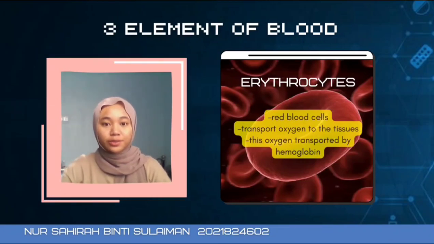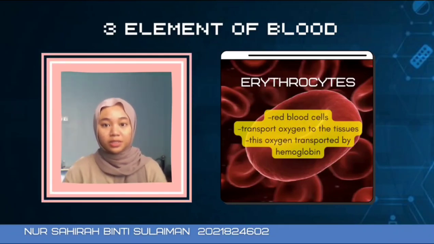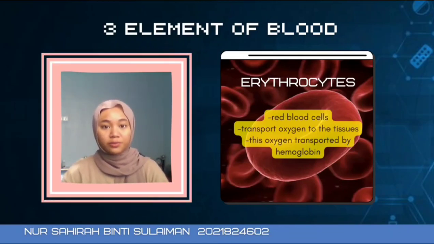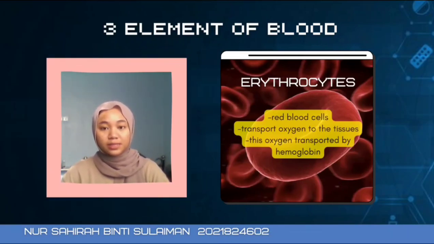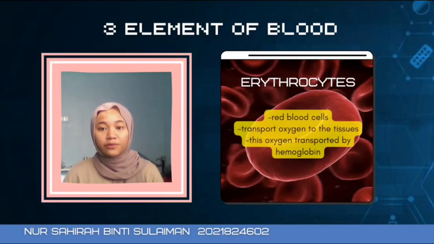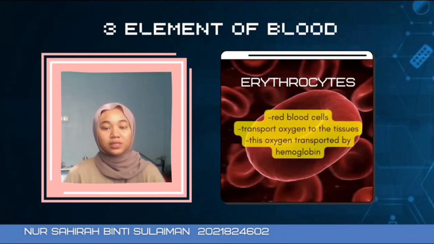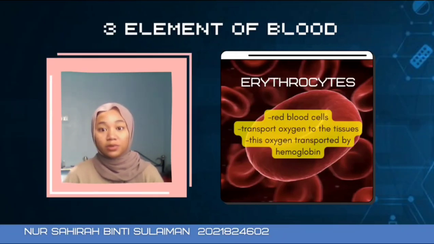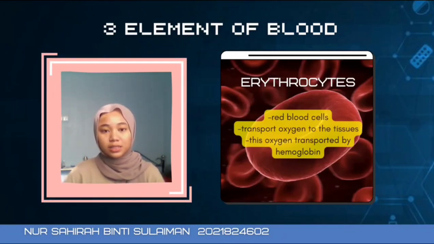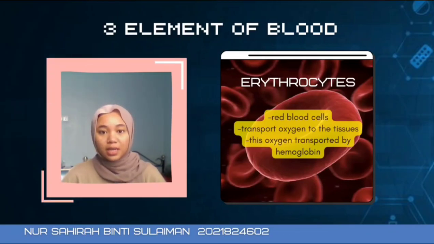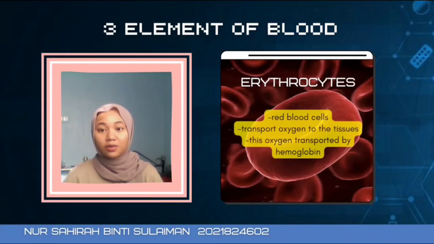Erythrocytes, also known as red blood cells, are matured red blood cells produced by the red bone marrow. Erythro means red and cytes means cells. The primary role of these cells is to transport oxygen to the tissues. The oxygen is transported by hemoglobin, which is the oxygen-carrying blood protein pigment of the erythrocytes. Hemo means blood and globin means protein.